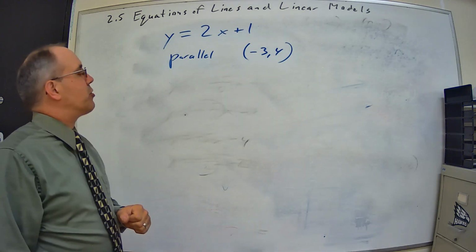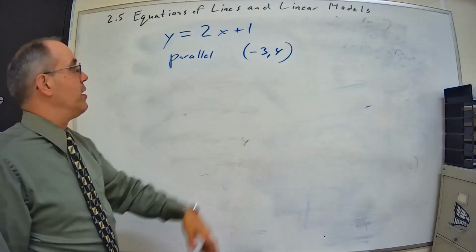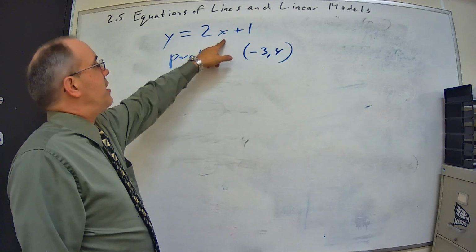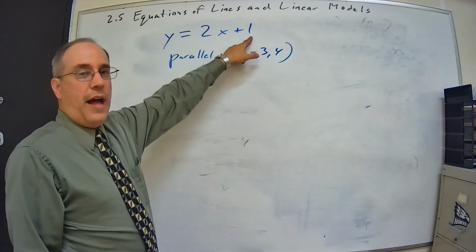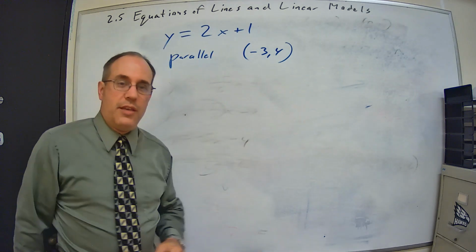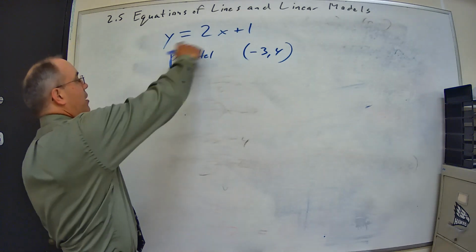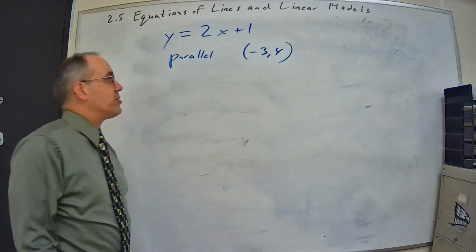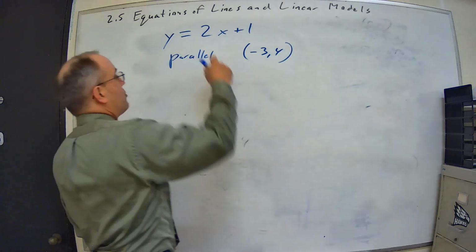First, let me just make sure that -3, 4 is not a point on this line. 2 times -3 is -6, plus 1 is -5, so y equals -5, so no. It is not a point on this line. So we want to create a line that is parallel to this, but passes through the point -3, 4. Well, how can we do that? Well, we have the slope, don't we?